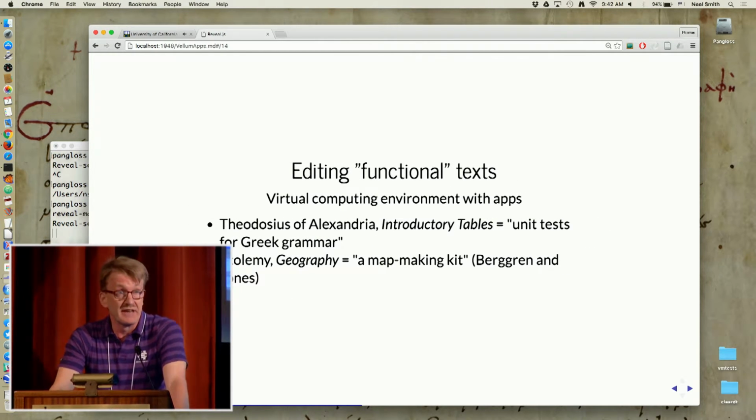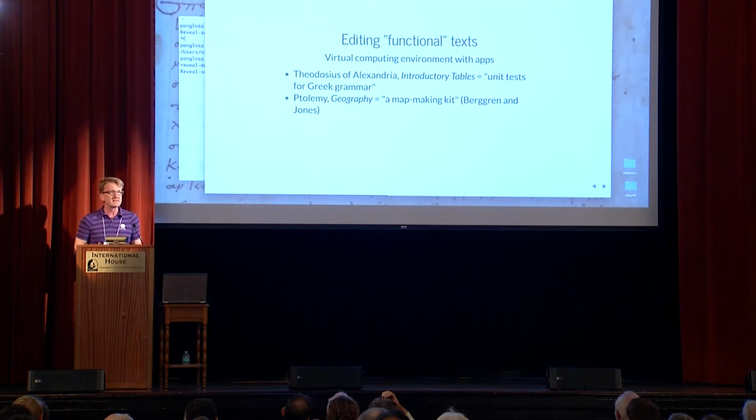So my question now, moving beyond that, is how do we today edit or represent text like that? In this semester, I'm on sabbatical. I'm in residence at a research institution in Washington, D.C., called the Center for Hellenic Studies. And as part of their June research bulletin, I'll be publishing a virtual computing environment that has digital ways of working with these two texts, Theodosius's grammar, and a text of Ptolemy that has very interesting features. Ptolemy's Geography, recent scholars have called it a map-making kit.